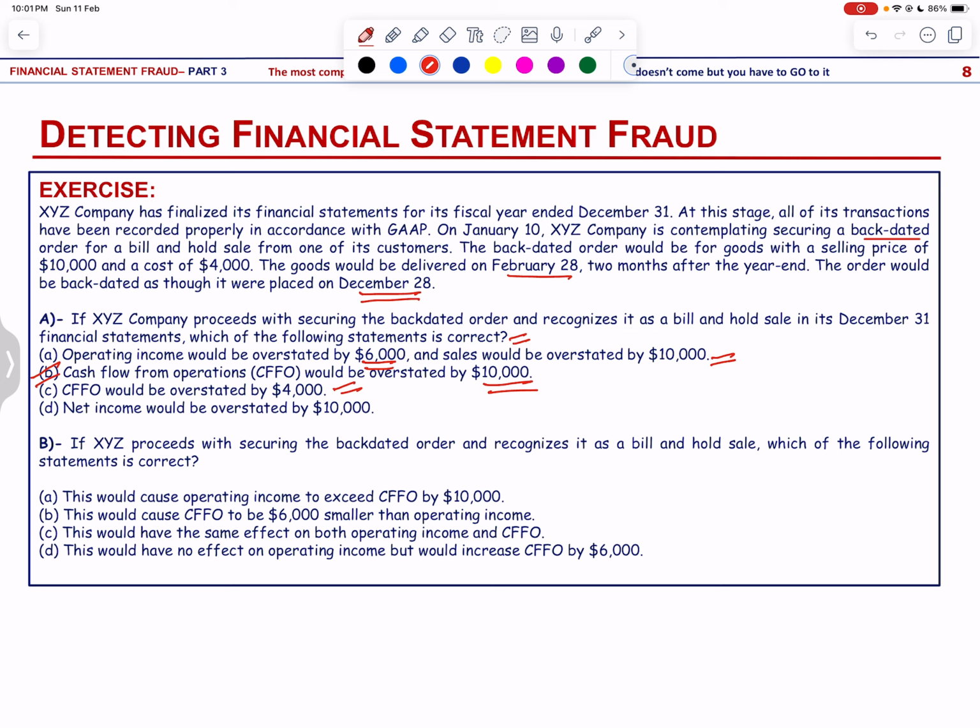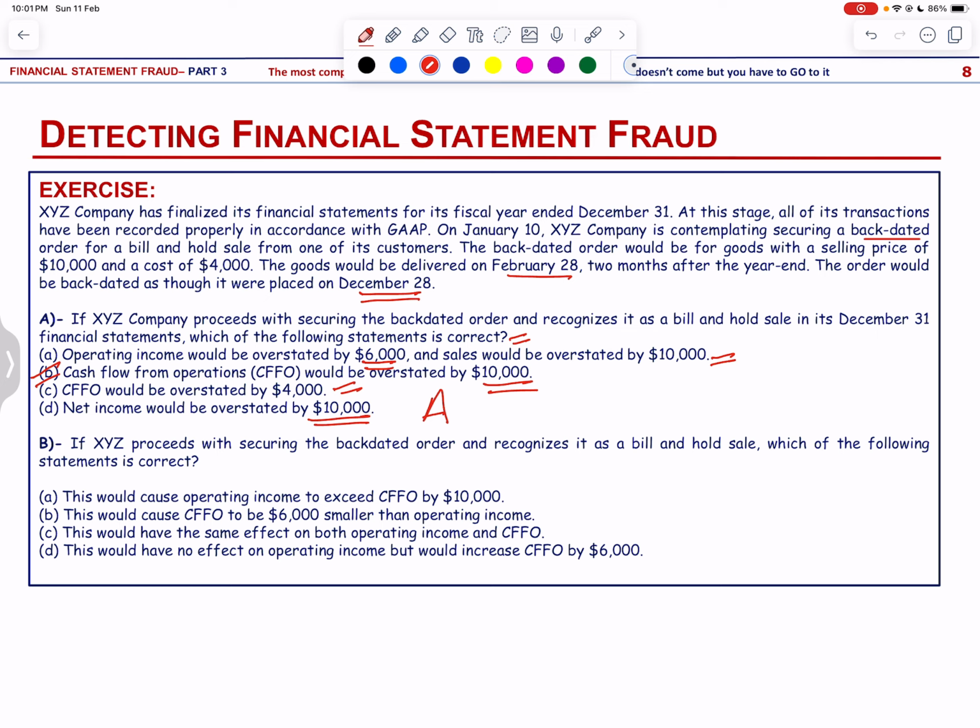And then finally option D, net income would be overstated by 10,000. So for option D, this is also incorrect because net income would be overstated by 6,000, disregarding any income tax implications. So option A is the most appropriate answer, aligning with the proper understanding of the situation.